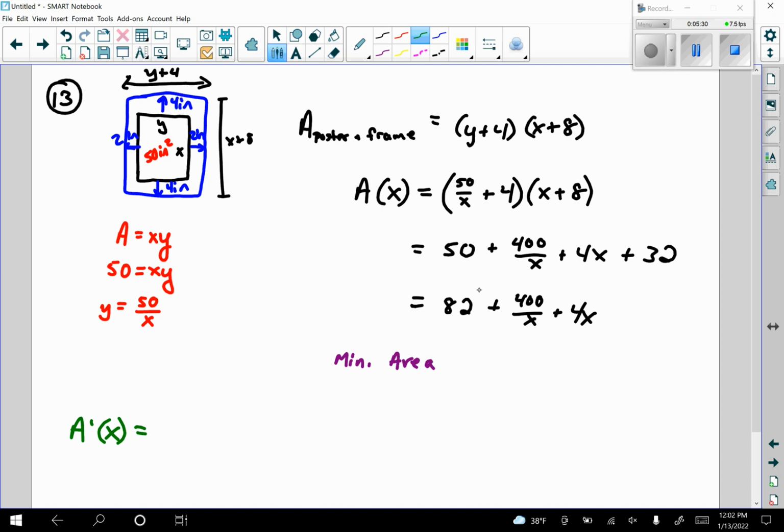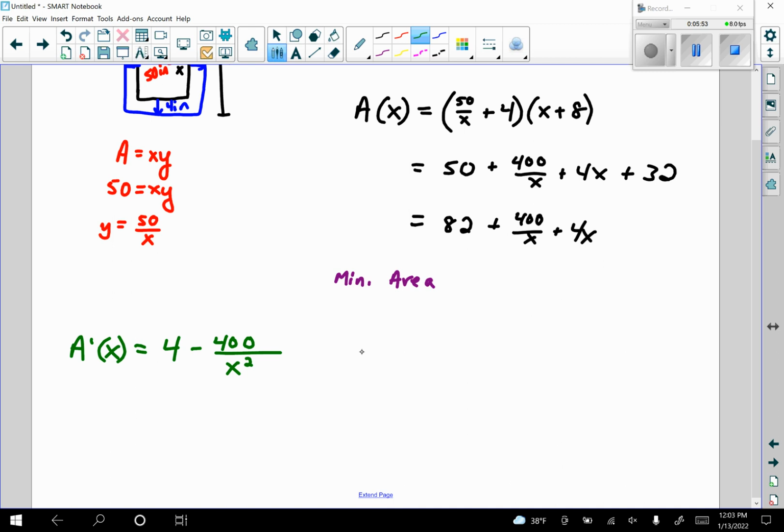Derivative of 82 will just be 0. We could think of 400 over x as 400 times x to the negative first. Actually, I'm going to take the derivative of 4x first, so that'll just be a 4, and then we'll get a minus 400. And it'll really be x to the negative second, so we'll put it over x squared. So there's our derivative. Then we'll ask ourselves our two questions about this.